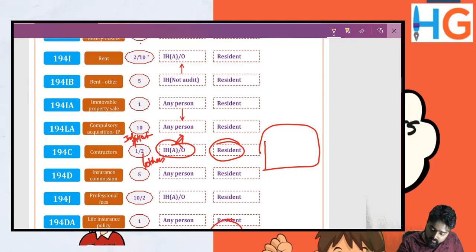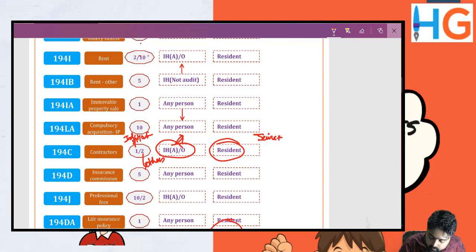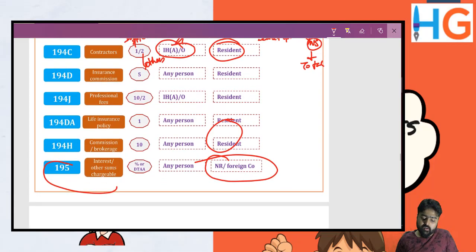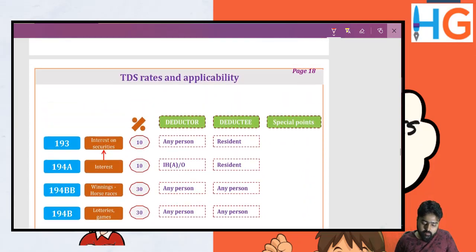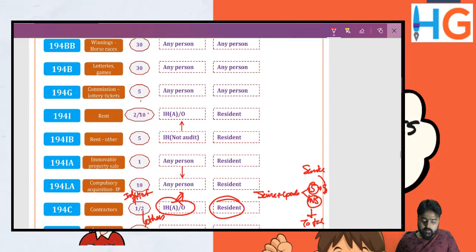So you can write it here in one line, for example: service plus goods, separate, not separate. Separate: service component, TDS has to be deducted. Not separated: total amount. This is how you can make these notes for TDS.